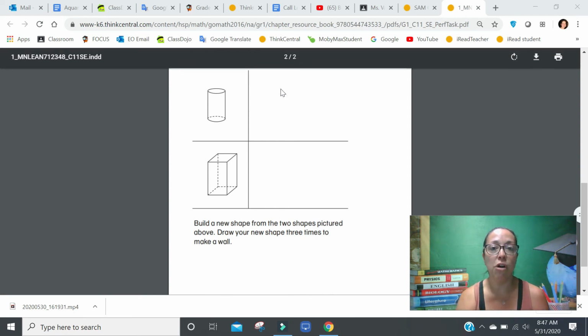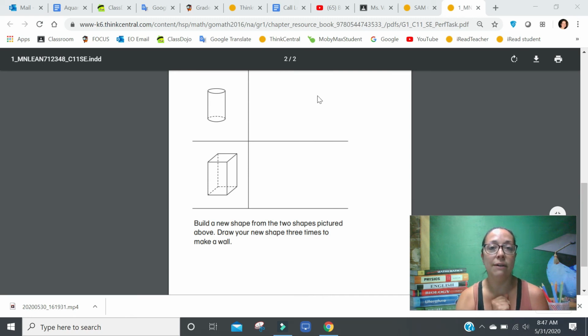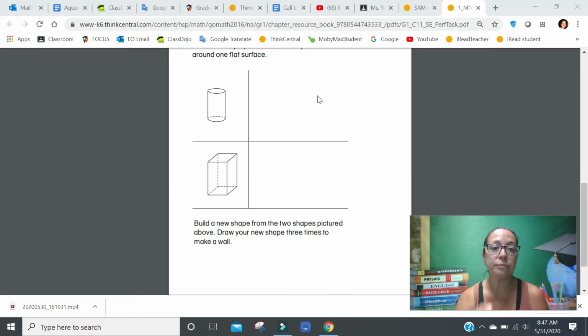So you're going to draw it here. La vas a dibujar aquí, la forma plana que puedes hacer. And then you're going to do the same thing for this rectangular prism. If you had a rectangular prism and you put it flat on a piece of paper and then you traced it, what flat shape would you be able to make over here? We call that two-dimensional shapes. So, si tenías la prisma rectangular y haces lo mismo y lo pones en un papel plano, ¿qué forma plana puedes hacer con uno de los lados de la prisma rectangular?